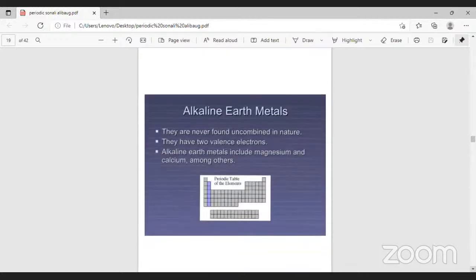Okay, there are alkaline earth metals. See the position of alkaline earth metals. They are never found uncombined in nature. Why? The thing we are repeating again and again is that the elements are present in combined form. And here again they are saying alkaline earth metals are never found in uncombined form in nature. Why? They have two valence electrons. Alkaline earth metals include magnesium and calcium among others. Now why are alkaline earth metals not found in elemental form? They are always found in combined form. Okay, what is the reason, student?